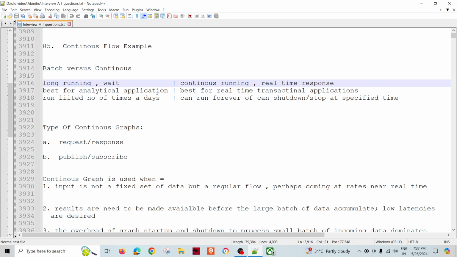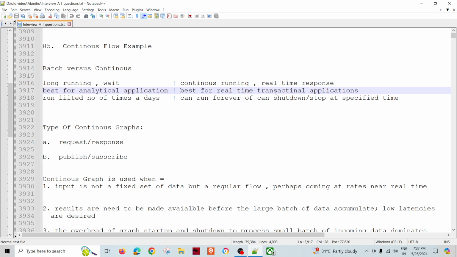Batch graphs are best for analytical applications. I talked about the data warehousing applications. They have a lot of data to be processed and loaded into the data warehouse. Then there will be a query mechanism, or reports like SSRS reports, MSTR reports, or Tableau reports, which can sit on the data warehouse. So batch graphs are used to process those data and load them into a data warehouse kind of application.